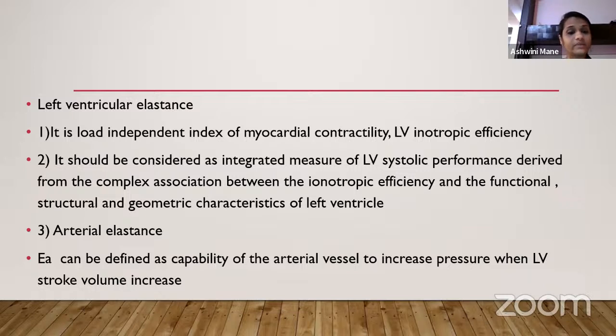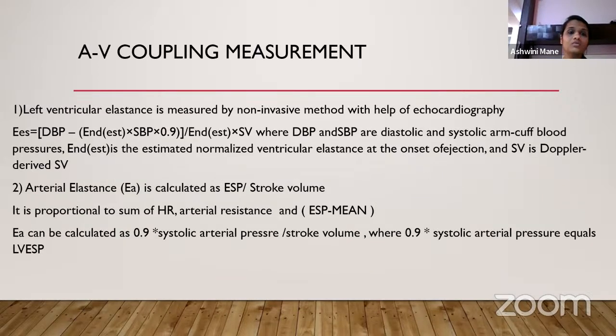The arterial elastance can be defined as the capability of the arterial vessel to increase the pressure when LV stroke volume increases. Now, how are we measuring this? It is measured by a non-invasive method with the help of echocardiography. And the formula for measuring left ventricular elastance is diastolic blood pressure minus end EST, that is estimated normalized ventricular elastance at the onset of ejection, into systolic blood pressure into 0.9 by end EST into stroke volume, where stroke volume is a Doppler derived stroke volume.